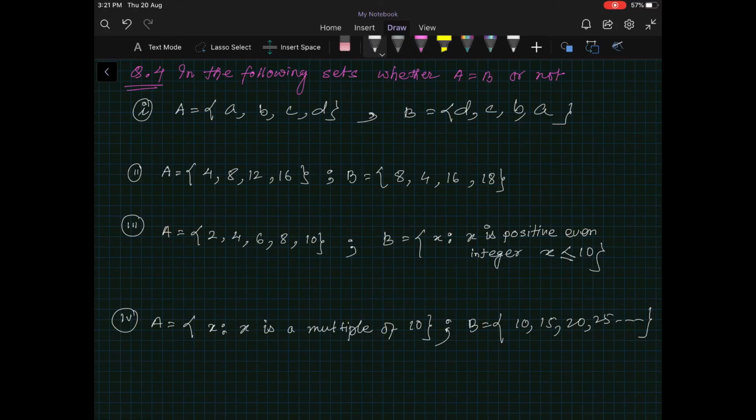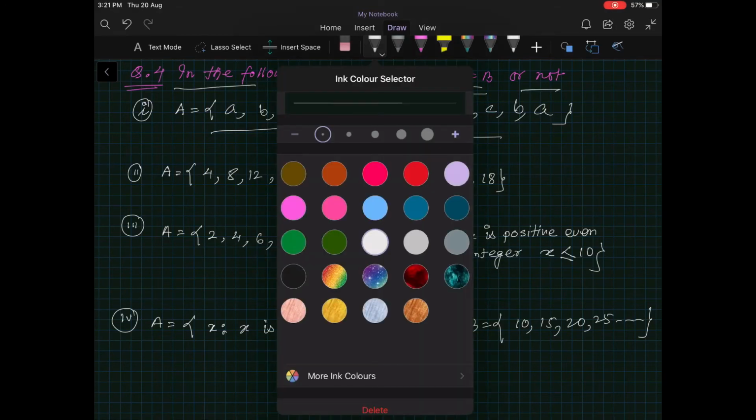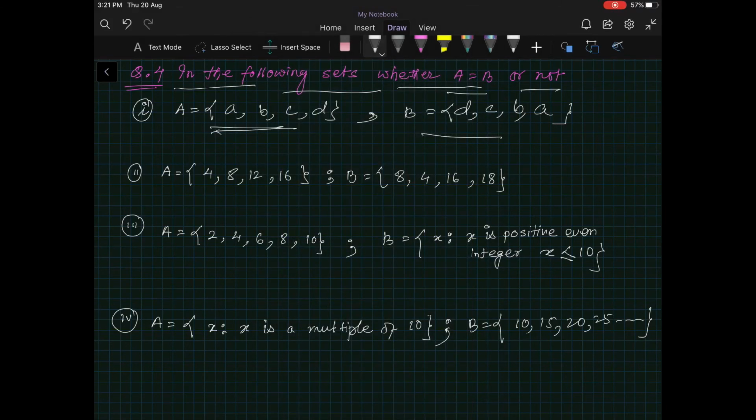So this is question number 4. In the following sets, check whether A is equal to B or not. First we have to compare those sets and check whether they are equal. In the first pair, set A contains a, b, c and d, and set B also contains a, b, c and d. The order of the elements is different, but both sets contain the same elements and the same number of elements. That's why A is equal to B in this case.